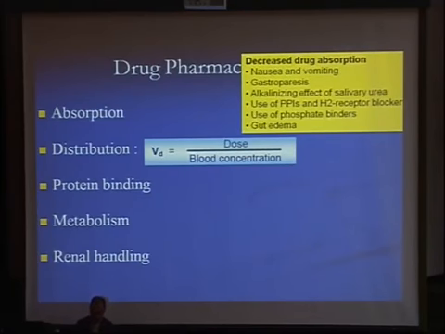And the same thing occurs due to the use of proton pump inhibitors and H2 receptor blockers that we usually give our patients. And also the use of phosphate binders will form insoluble complexes with many of those drugs and will impair their absorption, and also you have gut edema. So this is what happens in absorption.